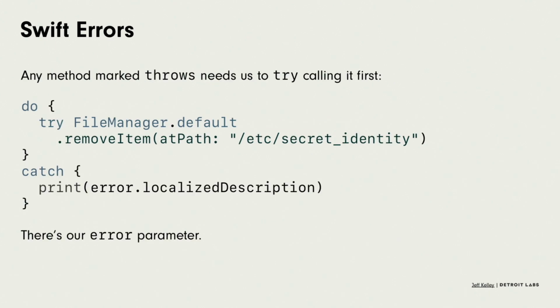Any method that has throws marked on it, you have to call try before you attempt it, and put that in a do block, and then the error will happen in the catch. That error is still there. It's implicit inside that catch block. Now these errors aren't like exceptions in Objective-C or C++ or other languages. They're just types. But what are they?